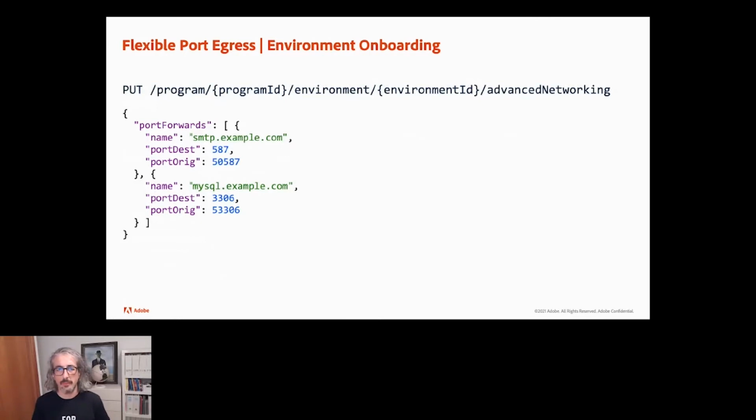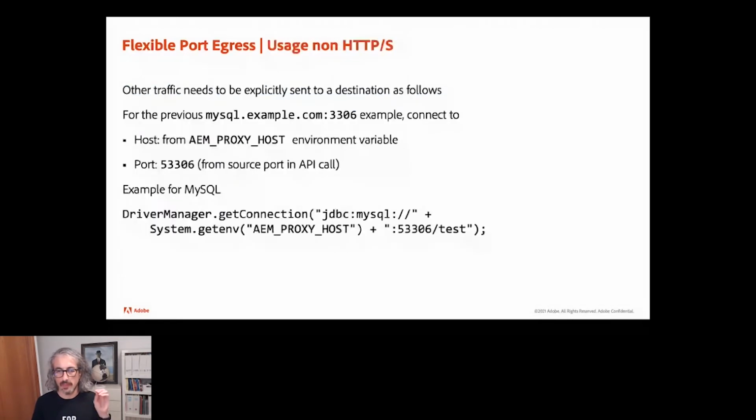For non-HTTP, as I showed in the previous API, you would connect to the AEM_PROXY_HOST environment variable that would give you the proxy host name, and then the port would be the one that you set in port origin. So this is a tunnel: you would send the traffic to this host and that origin port, and that traffic would go to the destination that you set, like mysql.example.com:3306.